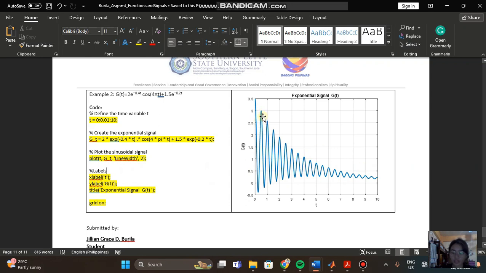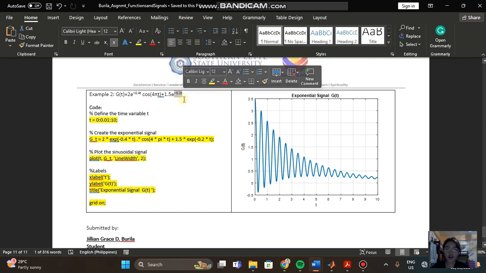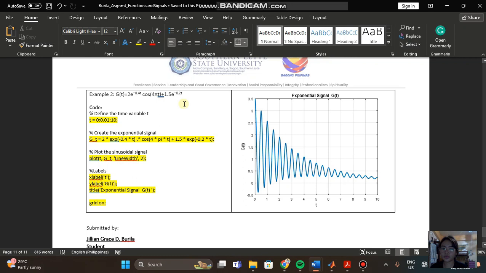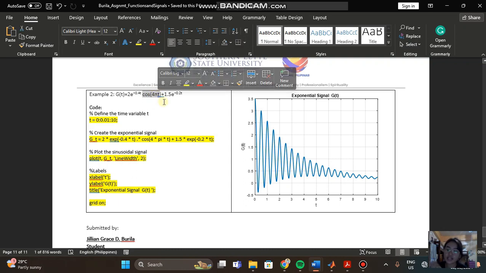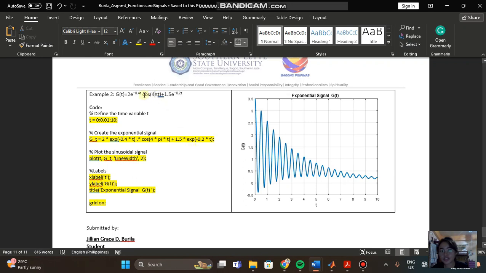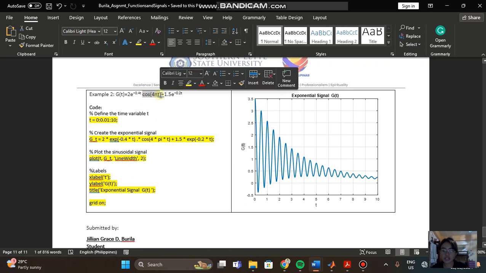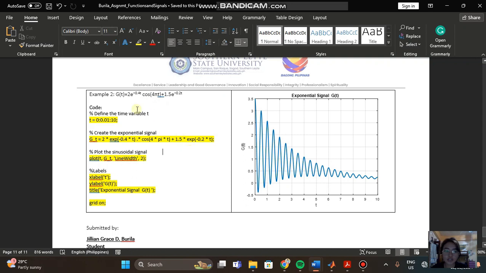And here, the same as the first example, this exponential describes how your wave is going to be, whether it will decrease or increase. Since we have a negative here, your wave will be decreasing. The term here, cosine 4 times pi times t, represents a cosine wave with a frequency of 4 pi. The same as the first example, this introduces the oscillation. The amplitude of the cosine wave is further scaled by the constant factor of 2.